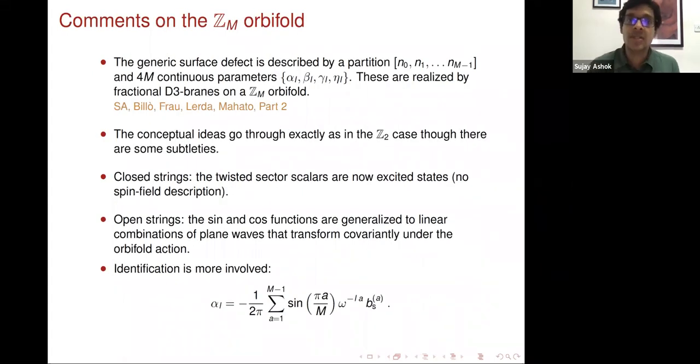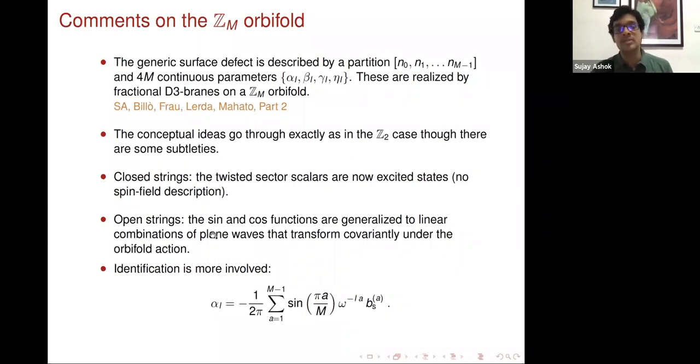Okay, so now let me make a few comments about the generic defect. So we have these partitions N0 to Nm. So these are the types of fractional branes we have to take in an orbifold. And we again identify these with the values of various twisted sector fields of the closed string background. And conceptually, things go through exactly as before. But technically, it's much more complicated now. The sectors are no longer excited states, but we have to work with oscillators and so on. But we do all that in the second paper.